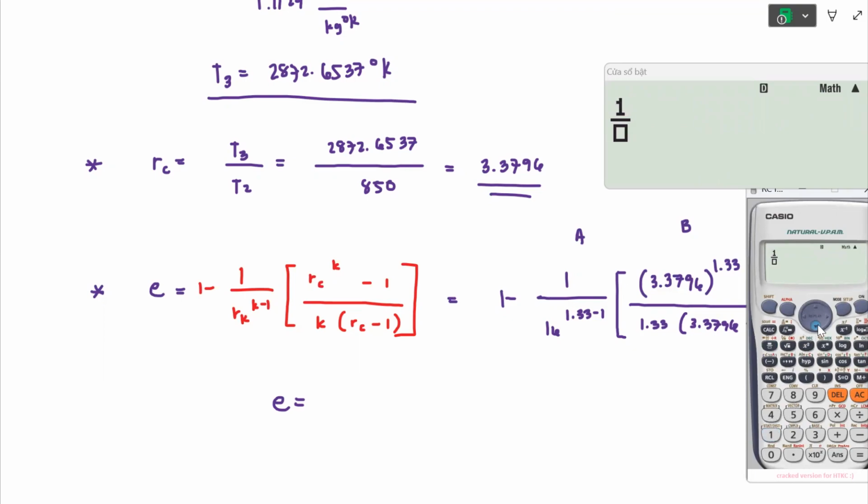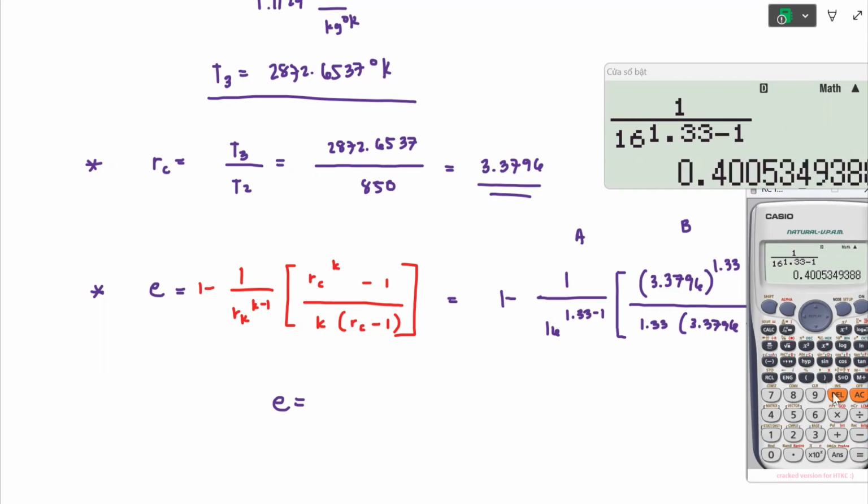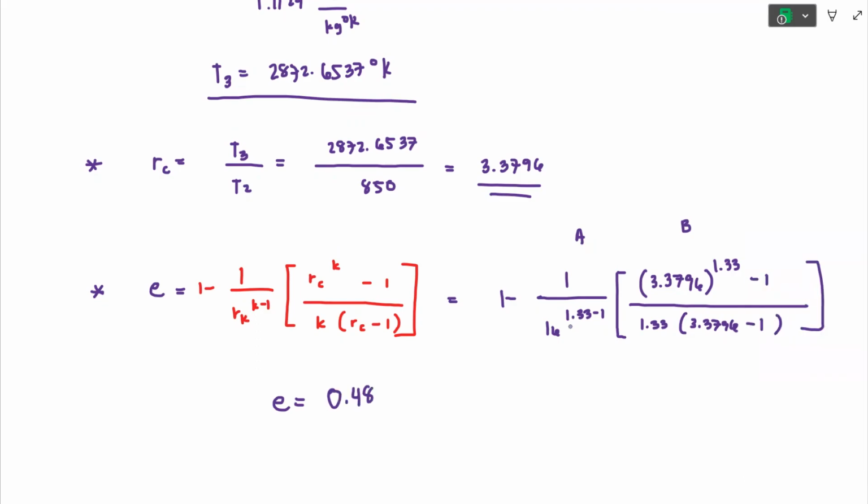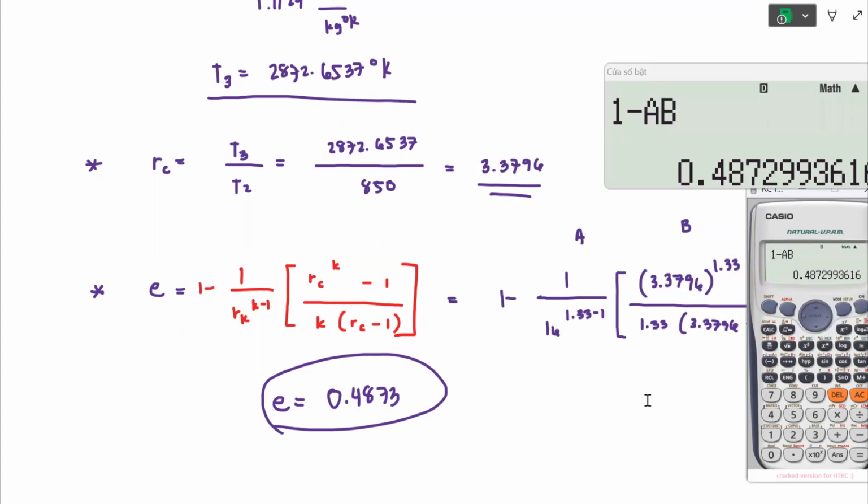So, 1/16 raised to 1.33 minus 1. So, itong part na to, i-store ko siya kay A. Okay. So, 1 minus. I-recall mo si A, i-recall mo si B. So, the efficiency of the system is 0.4873. Okay, nasolve ko na siya. That is for the next part.